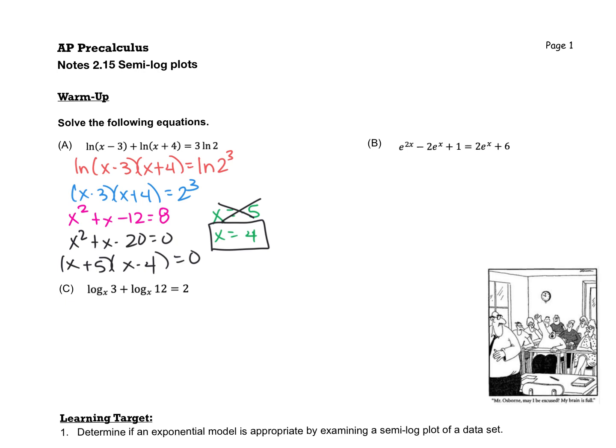What about B? There's way too many letters and not enough numbers, as people like to say. Yeah, let's just move it all to one side. All right, let's start there at least. Put some things together. So if we do that, if I move 2 e to the x and I move 6, that's going to give me e to the 2x minus 4 e to the x minus 5 is equal to 0.